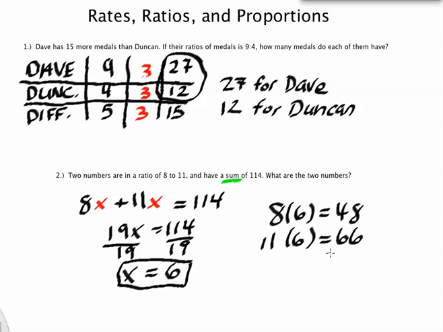To double check, it's kind of like a check all in one. I add them together and I get 114. So the two numbers that I'm looking for here, and I don't mind if you just box it like this over here, are 48 and 66. Hopefully this helped you with the rates, ratios, and proportions, because these are the two types of problems that will appear on your test. Good luck, and hope it helped.